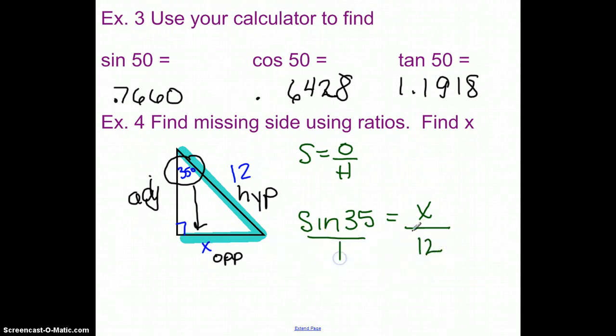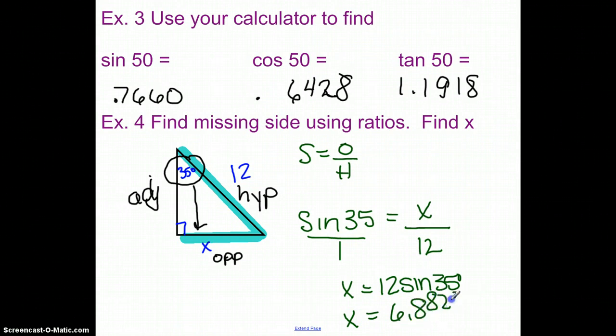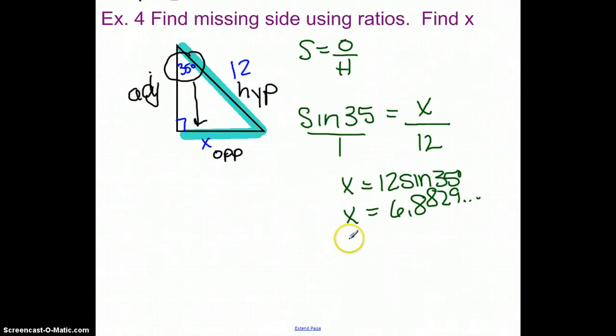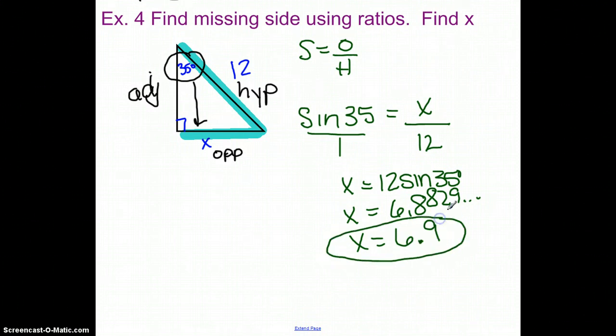Now if I put these over 1, I can just cross multiply. So 1 times x is x. The other direction would be 12 times the sine of 35. Now it's really important that if you do a number, like it's 12, that 12 has to go out in front. Okay, so 12 sine of 35, so I get x equals 6.8829, keeps going. Now most people, you're going to be able to round to 6.9 if it's just a side length. And that'll be your answer.